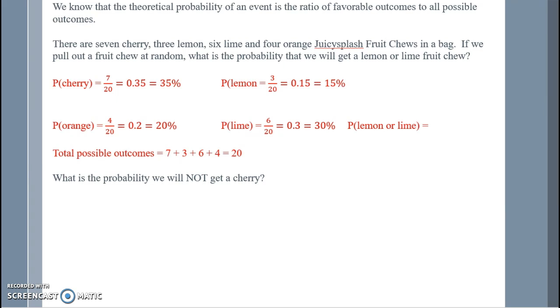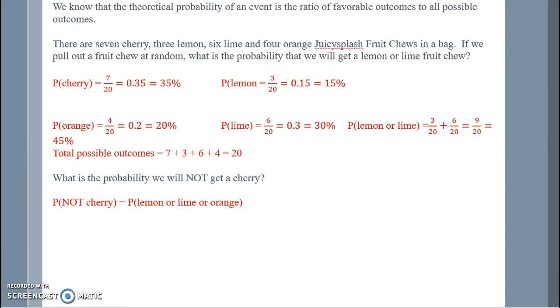We're curious about a lemon or a lime. So I will take the probability of lemon and add it to the probability of lime. So 3/20 plus 6/20 gives us 9/20, or 45%.